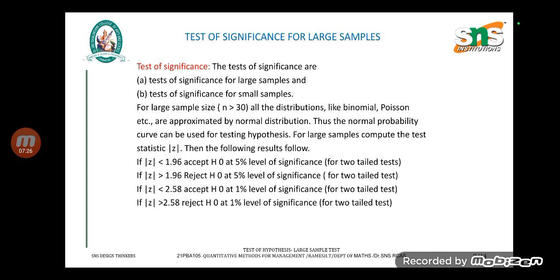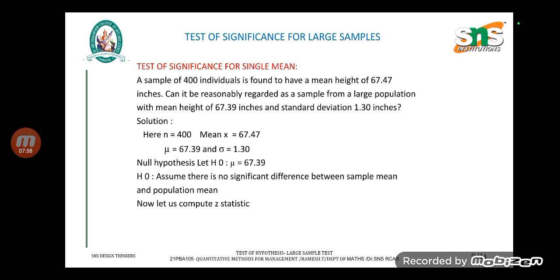For large samples, compute the test statistic Z, and the result is as follows. If the calculated value is less than 1.96, we accept H0 at the 5% level of significance. If the calculated value is greater than 1.96 at the 5% level, we reject the null hypothesis. If the calculated value is less than 2.58 at the 1% level, we accept the null hypothesis. If it is greater than 2.58, we reject the null hypothesis at the 1% level of significance.